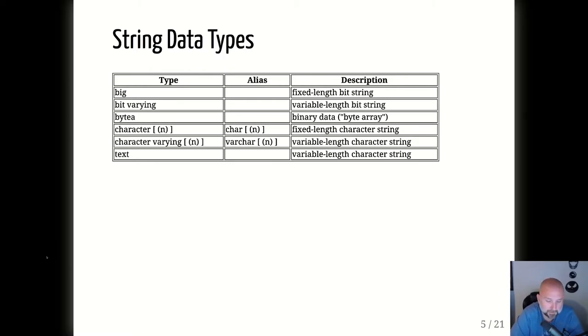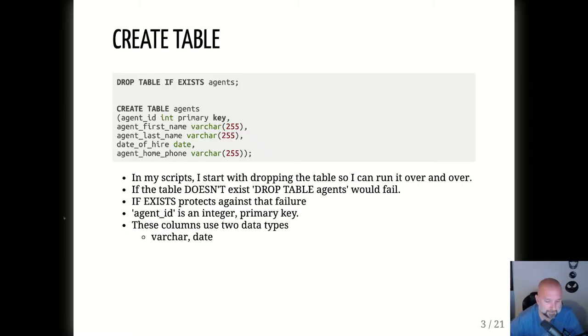The character varying, or varchar, is a variable length character string up to whatever that N is. So when I make this table, as you saw on the slides before, I'm using a variable character length of up to 255. If that were a character field of 255 bytes, every record in that table would have 255 bytes allocated to that attribute.